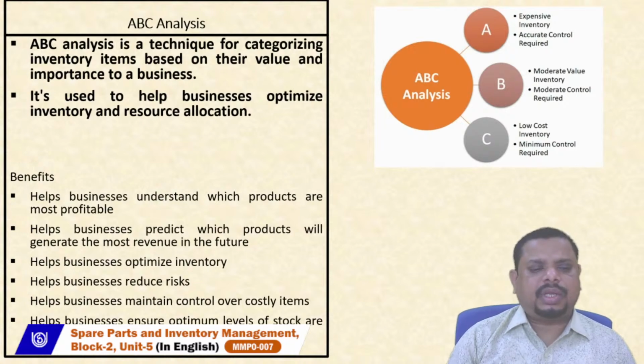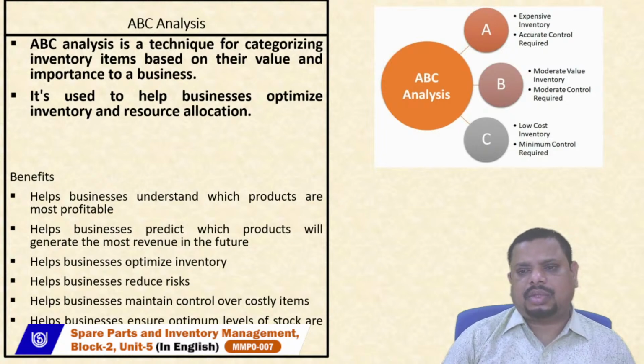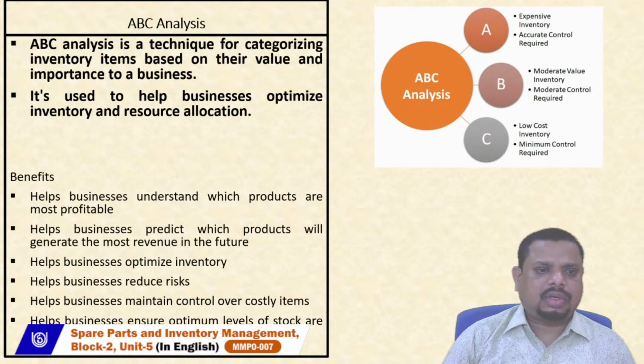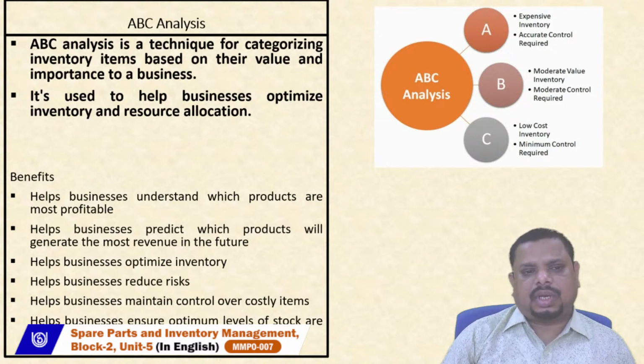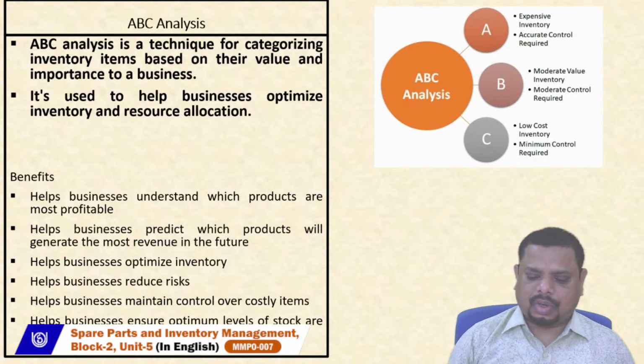The next is it helps the business reduce risks. If you already categorize into A, B, C, then less risk happens to the organizations. Then the business maintains control over the costly items. And the last one is it helps the business ensure optimum levels of stock are maintained. So these are the key benefits of your ABC analysis. So in view of expensive items, then moderate items and low cost items, they analyze different categories of inventories and it optimizes the inventory as well as the resource allocation inside the organizations.